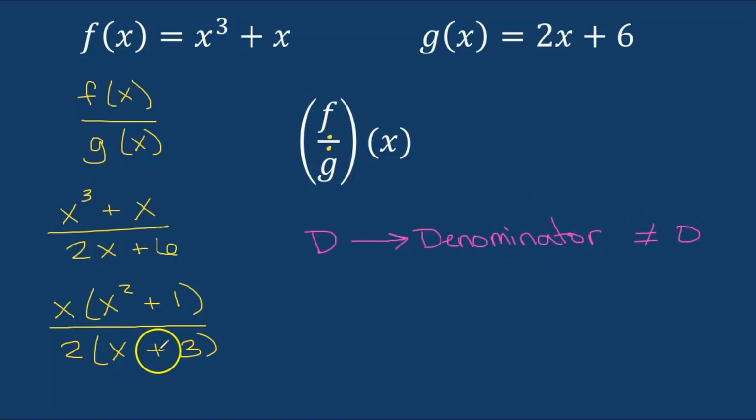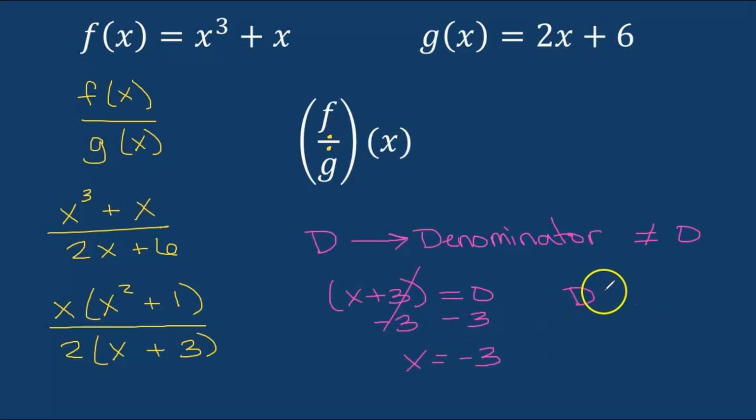So we're going to take what the denominator is equal to and set it equal to 0 to find out what we would have to put in order to make it undefined. If we subtract 3 from both sides, we end up with x equals -3. That means that our domain is all real numbers. Anything else would work here, except x cannot equal -3. And this is the final answer for our domain.